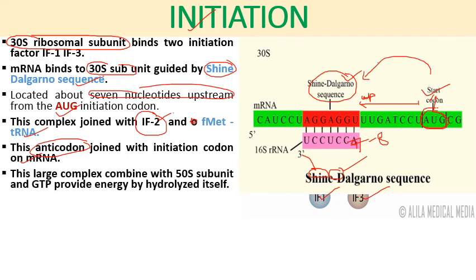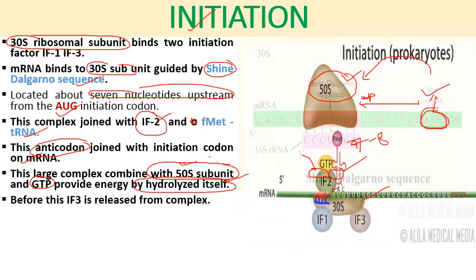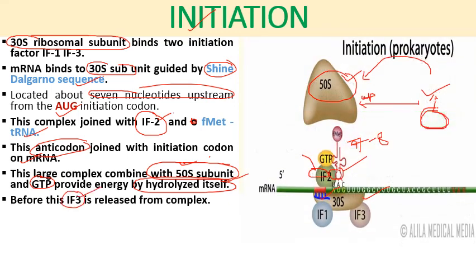This large complex combines with the largest subunit of ribosome, that is 50S subunit, and GTP, which provides energy by hydrolyzing itself. So this is a source of energy. So after the formation of this initiation complex, जो largest subunit है ribosome की वो bind करती है smaller subunit के साथ. Before this process, जो IF3 है वो यहाँ इस complex से release हो जाता है.